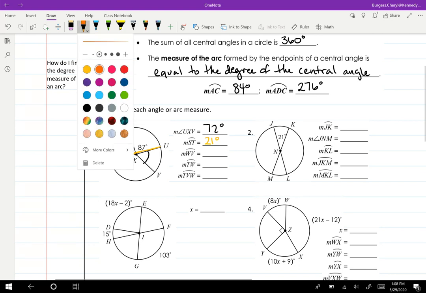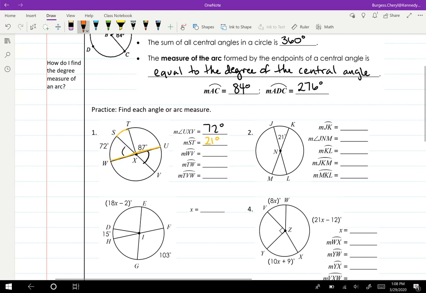Okay, let's find WV. WV is vertical to US. Do you see it? So if we were to add 87 and 21, we would be able to find WV. This is 108 degrees.